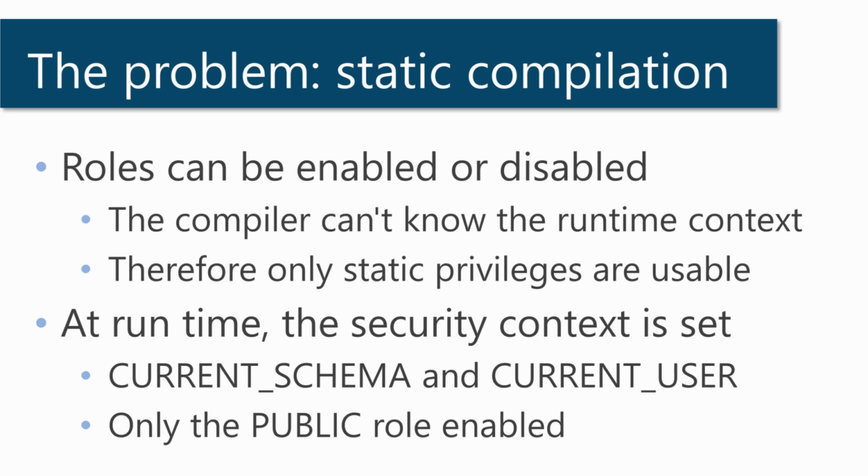Therefore, the compiler can only use static privileges. A direct grant of a privilege, you've got it or you haven't. It isn't something that can be enabled or disabled. So the compiler can rely on it at compile time that that privilege will be there at runtime.